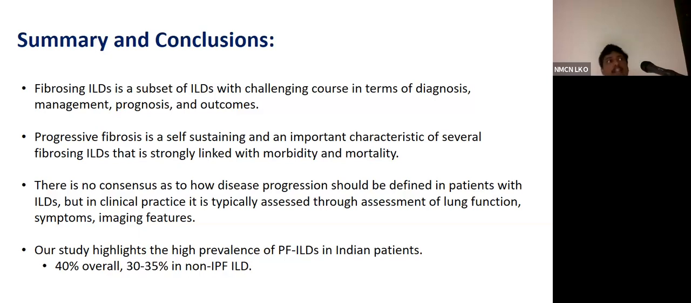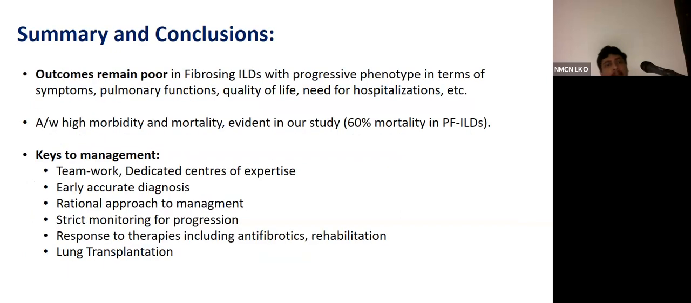In our study, we have highlighted that there is a very high prevalence of PF-ILD, progressive fibrosing ILD, in Indian patients. It was found to be around 40%, and 30 to 35% also in the non-IPF ILD group. Outcome remains very poor in fibrosing ILDs with progressive phenotype in terms of symptoms, pulmonary functions, quality of life, and need for hospitalization. It is also associated with very high morbidity and mortality, which is evident in our study, where around 60% mortality was noticed in the PF-ILD group.